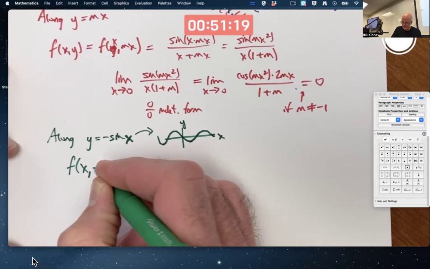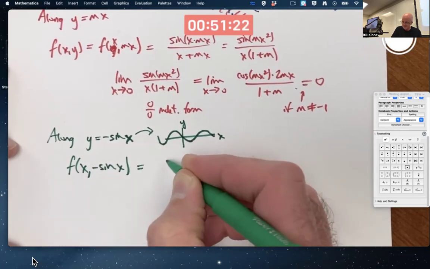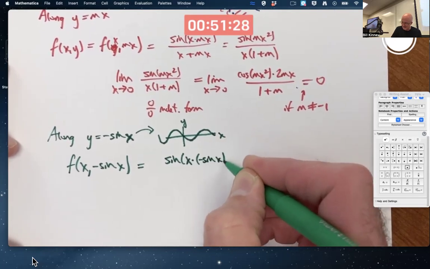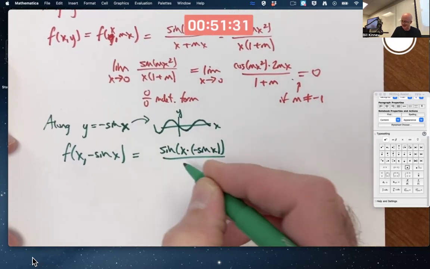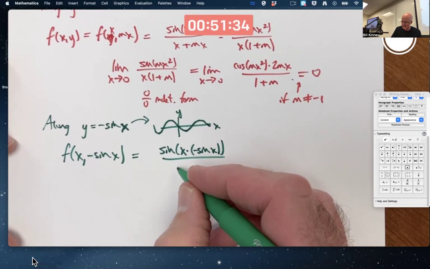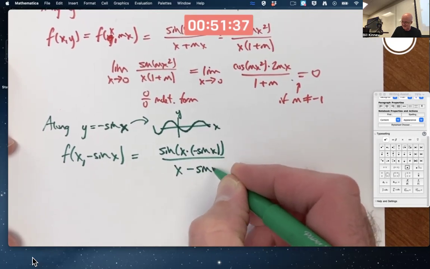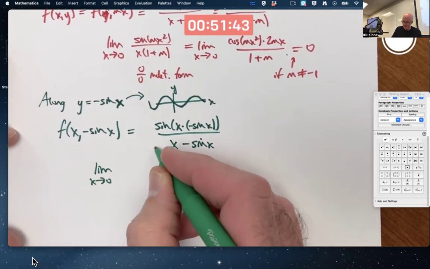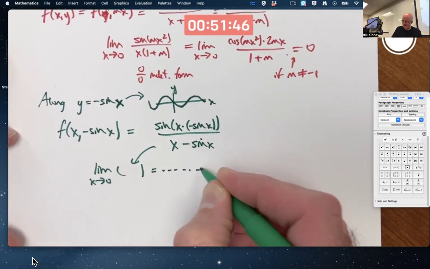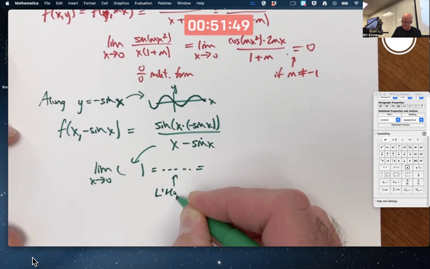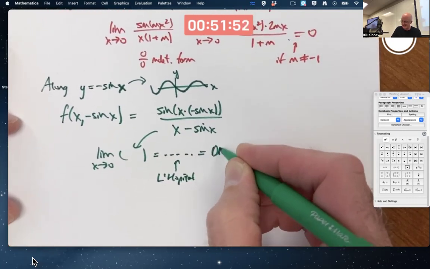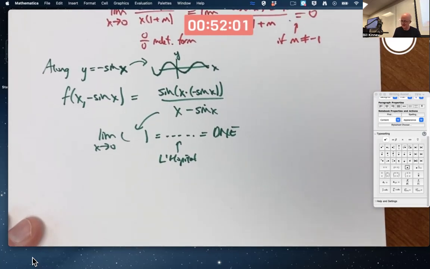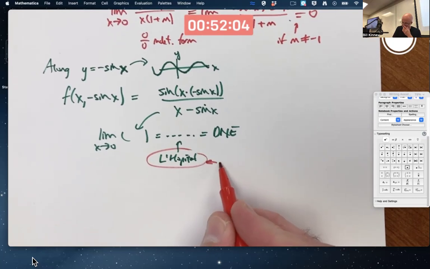What does the function equal along that curve? I have to replace all the y's with negative sine x. It was sine xy on top, so I get sine of x times negative sine x, and then it was x plus y in the bottom, so I get x minus sine x. The limit of this thing as x approaches 0, through various work involving L'Hopital's rule, you'll see in the book, does not exist, actually. Crazy. It's in the book. You can look it up. I'm not going to go through the details. This is in the textbook.